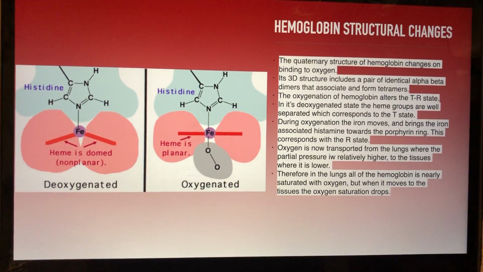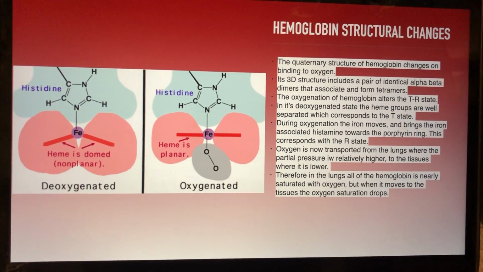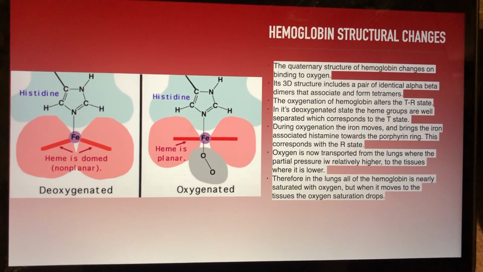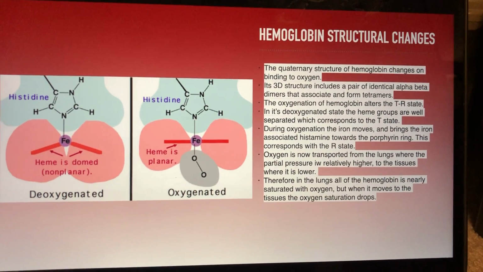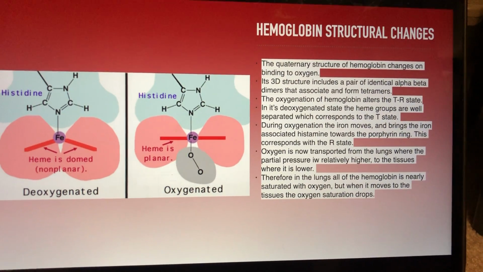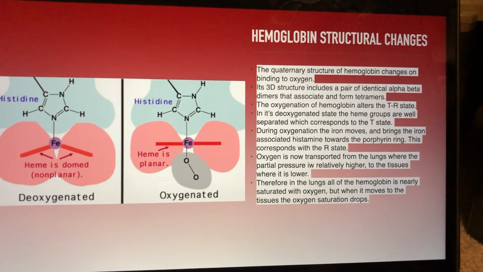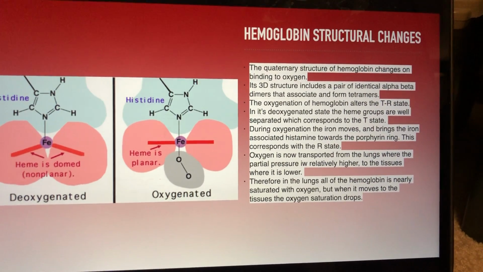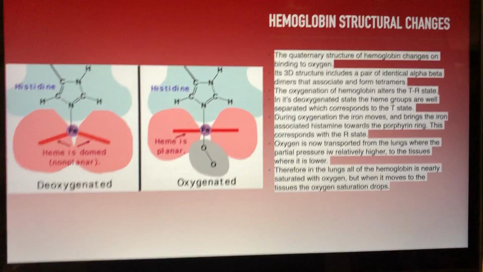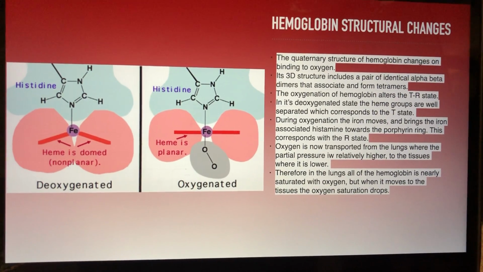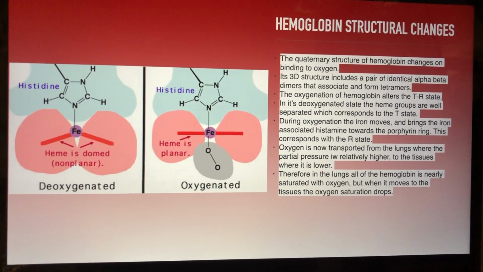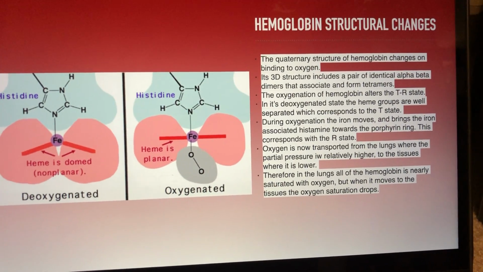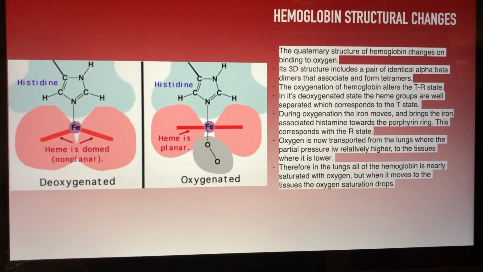And then the oxygen will get transported from the lungs, where the partial pressure is relatively higher, to the tissues, where the partial pressure is lower. So in the lungs, all of the hemoglobin is nearly saturated with oxygen, but then when it moves to the tissues, the oxygen saturation tends to drop off.